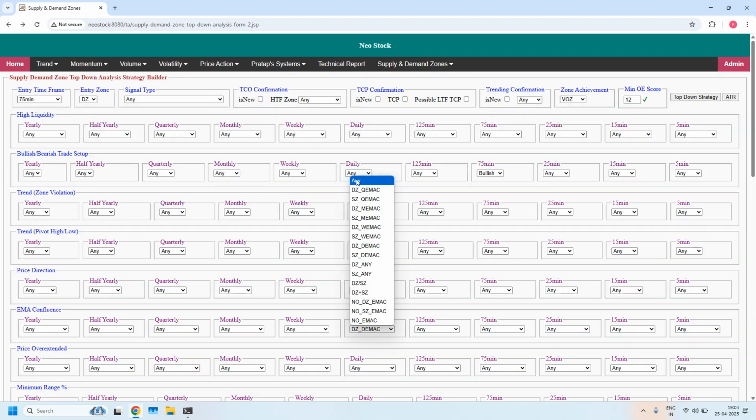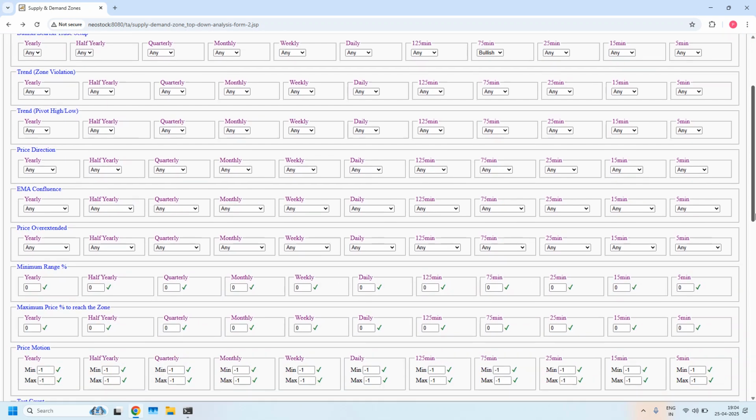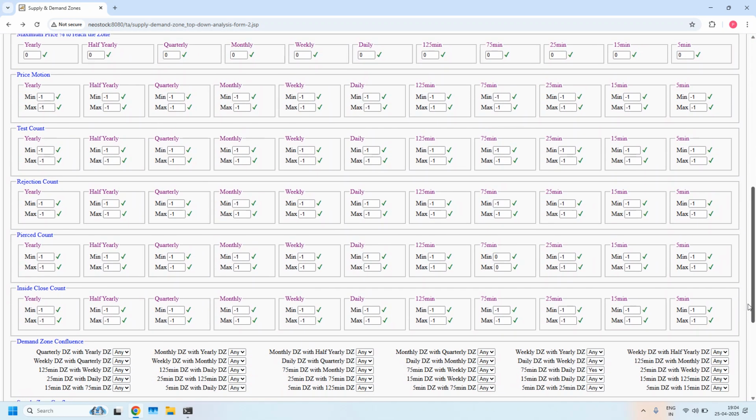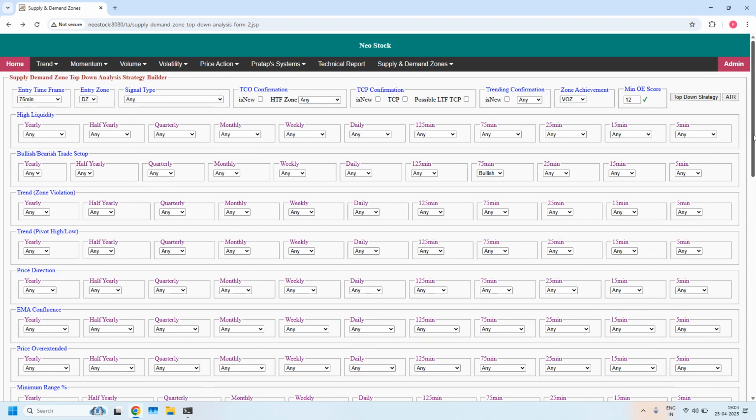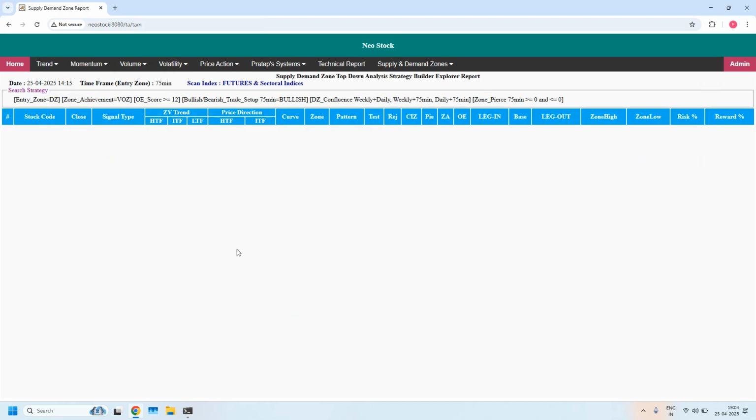Going back and removing this EMA filter. In the demand zone confluence, 3 filters we have to set. First filter is already enabled, that is 75 with daily demand zone confluence. Next 75 with weekly demand zone confluence and daily demand zone with weekly demand zone confluence. With all the 3 filters, we did not get any stocks. See the demand zone confluence, weekly and daily, weekly and 75 minutes, daily and 75. In this combination, we don't have any stocks.